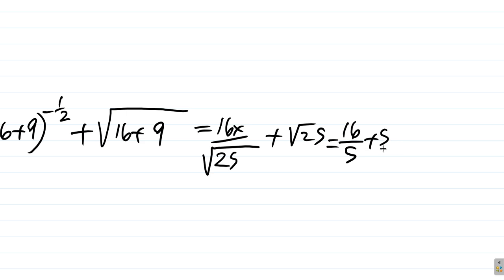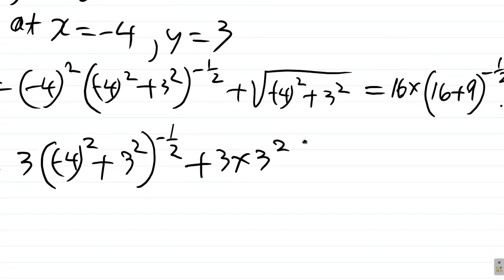16 over 5 plus 5 over 1. If you multiply top and bottom of the 5 by 5, you get 25 over 5, since 5 times 5 is 25. So this would be 16 plus 25, which is 41 over 5. Okay, so that's 41 over 5.